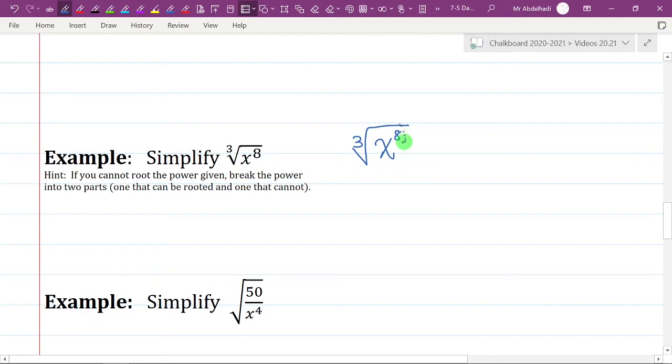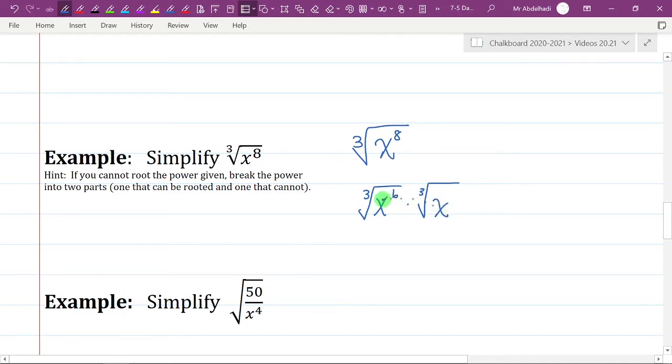Now obviously if you're starting below 3, this doesn't work. If this was a 2 or a 1, you're stuck already because you can't go any lower than that. But this is an 8. An 8 doesn't divide by 3 evenly. What about 7? No, 7 doesn't divide by 3 evenly either. What about 6? Yeah, 6 works. So this becomes the cube root of x to the 6th times the cube root of what?